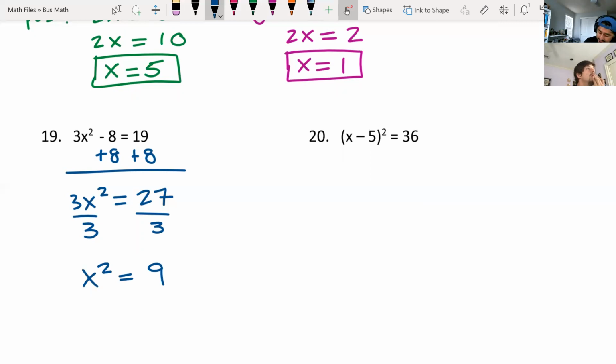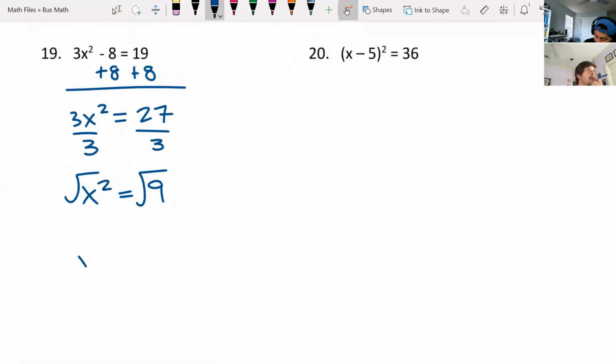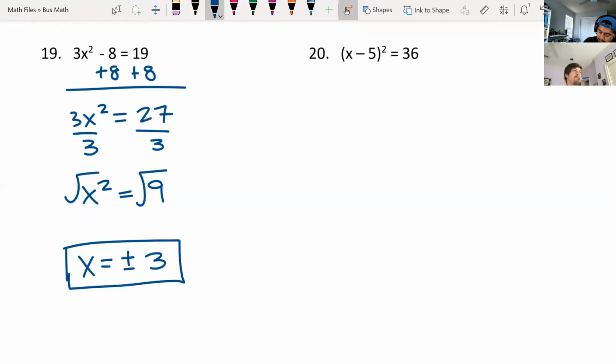And then very last, I'll square root both sides. And what is the square root of 9? 3. So here you'll get plus or minus 3.